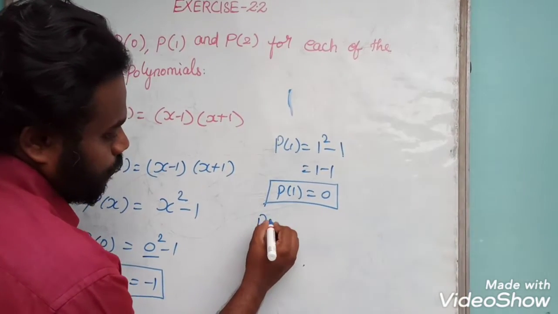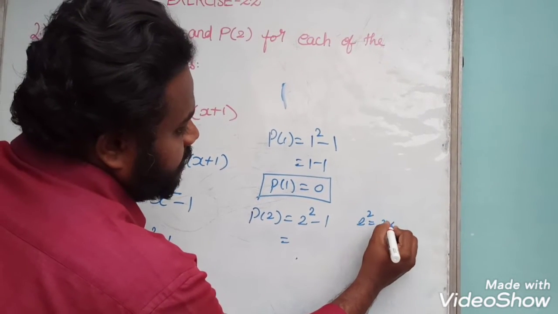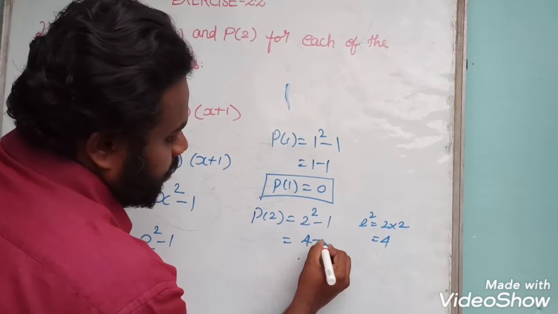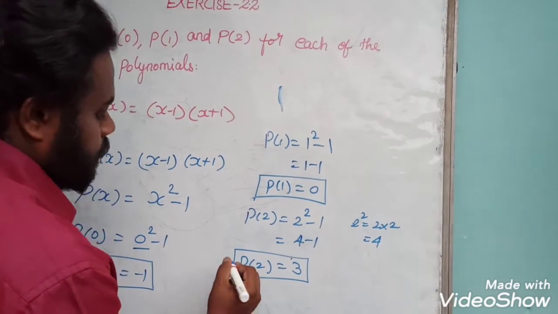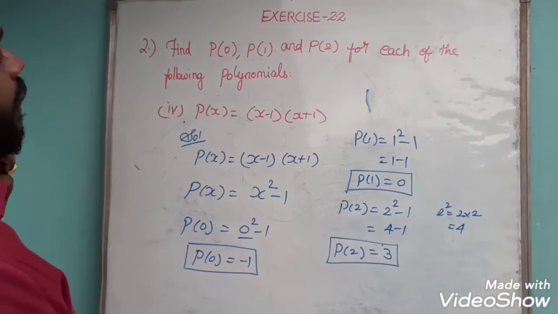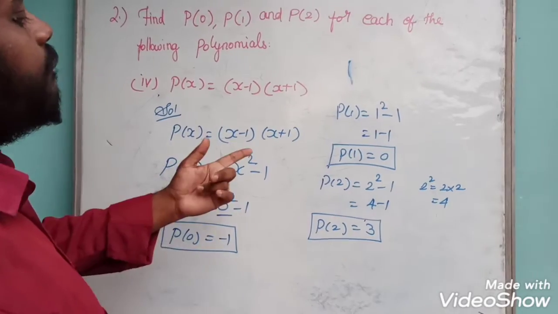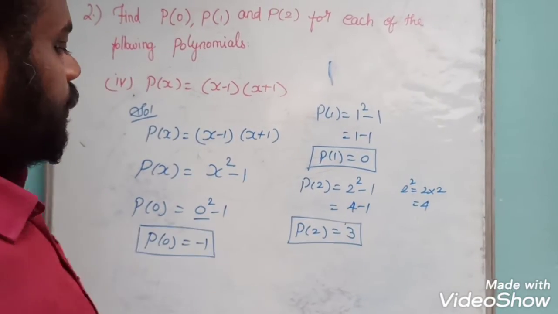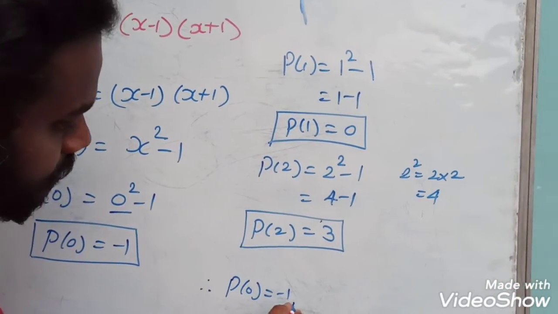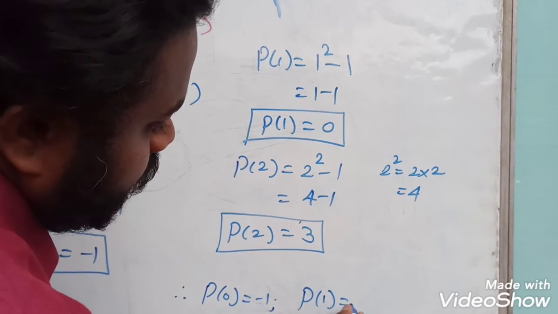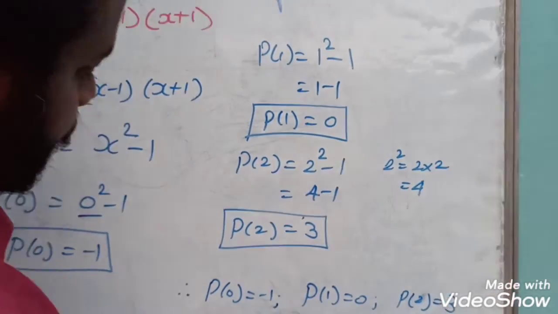Next we substitute 2. 2 square minus 1. 2 square you already know can be written as 2 into 2. The value is 4. So 4 minus 1. So the value of p of 2 is 3. So the given polynomial x minus 1 into x plus 1, I changed to x square minus 1. Following that, I found p of 0 is minus 1, p of 1 is 0 and p of 2 is equal to 3. Therefore p of 0 equal to minus 1, p of 1 equal to 0, p of 2 equal to 3.